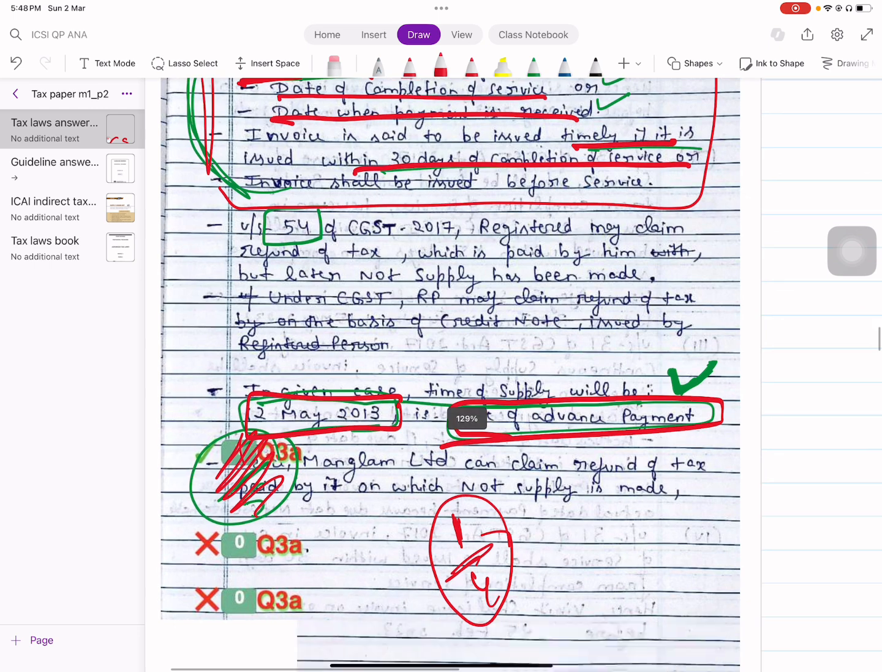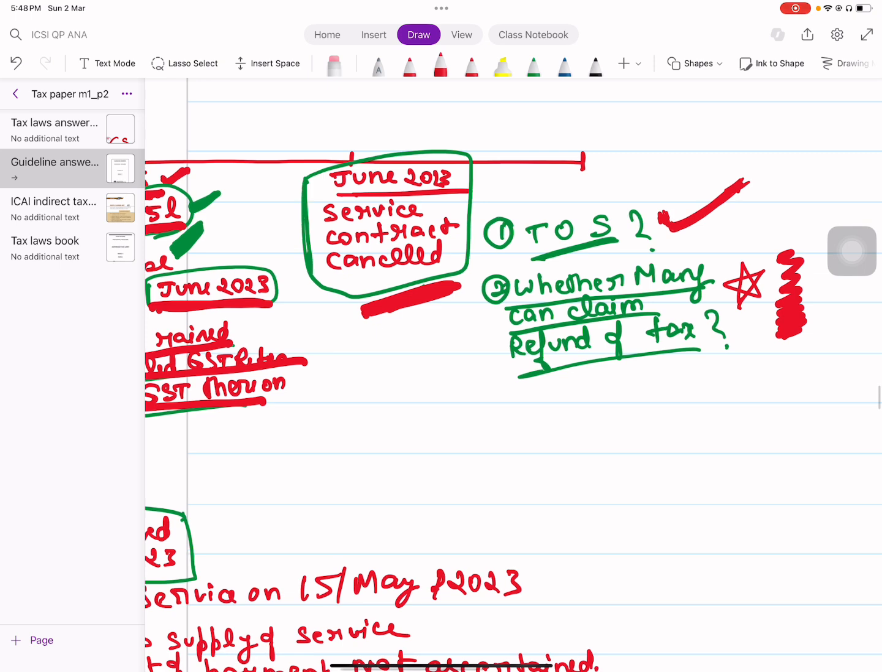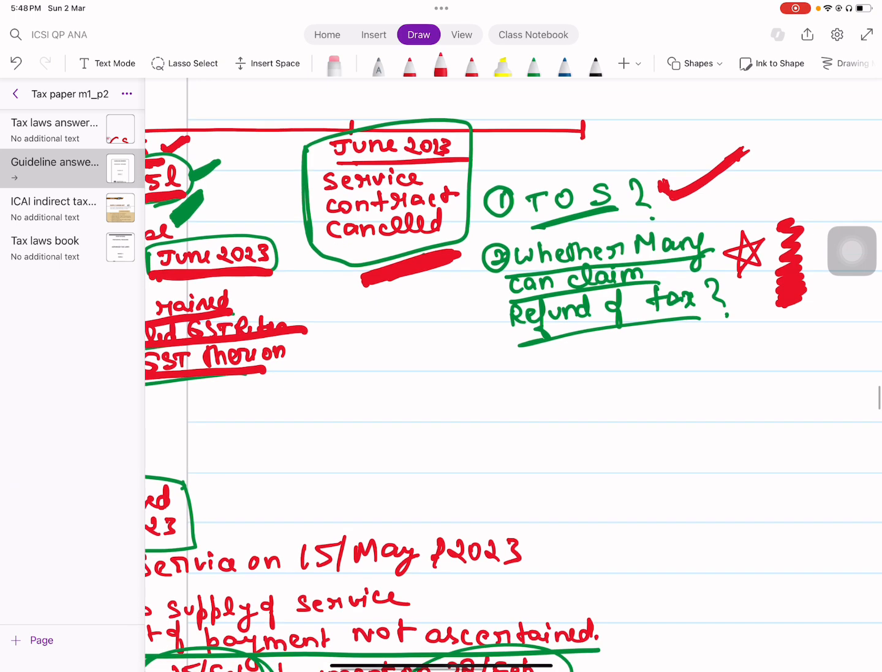Now for the second point, whether he can claim a refund or not. So yes, he can claim a refund, but he cannot apply for a refund claim directly. The twist is, he will issue a credit note firstly, and then update the details of the credit note in GSTR 3B for the next month. This excess amount paid by him will be adjusted against the tax liability for that month. And if there is no GST liability next month, only then he can apply for the refund claim.